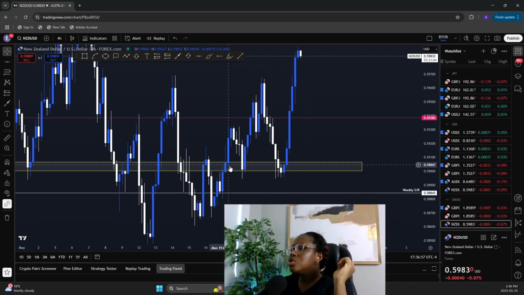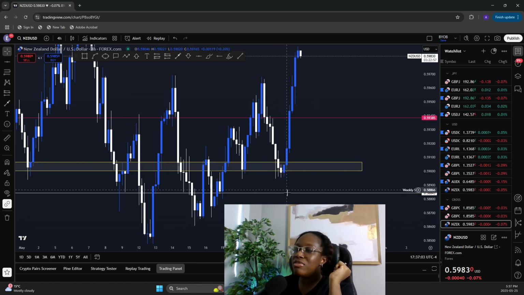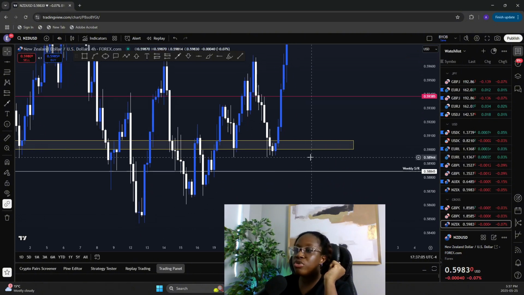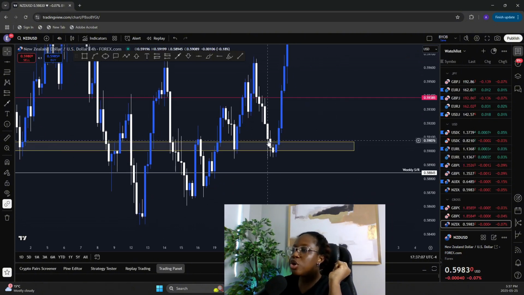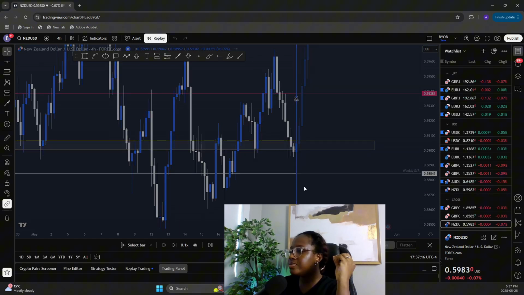Okay, so having this support zone here basically kept my mind in check. If price is going to break this level and continue to the downside, then I'm waiting for a retest to go short. If price is going to come here, slow down, and then start reversing, then I'm going to go long. Okay, so now when price came down to this zone, let me take this out.